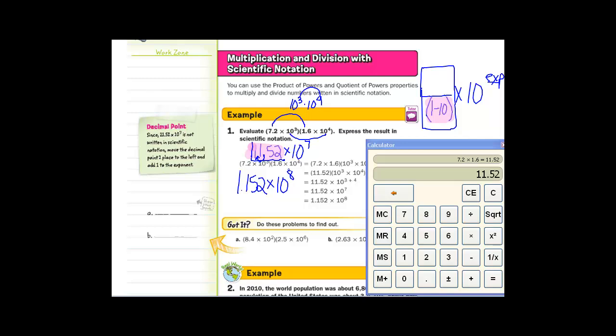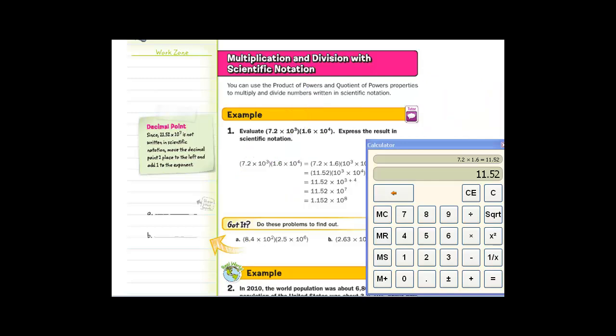Let's try some down here together. Well, I guess you could try one on your own. Maybe try A on your own. Pause it. So for A, let's do this. 8.4 times 2.5 is 21. 21 times 10 to the... multiply like bases, we add exponents. 2 plus 6, 8.